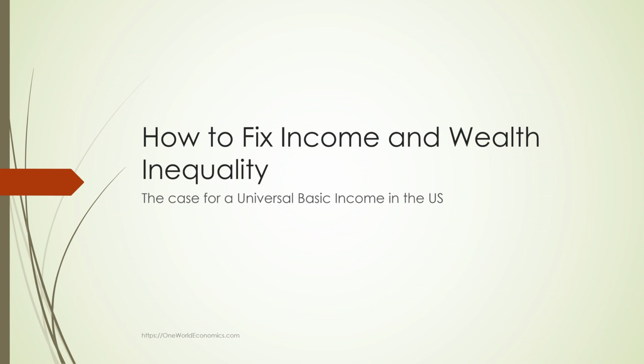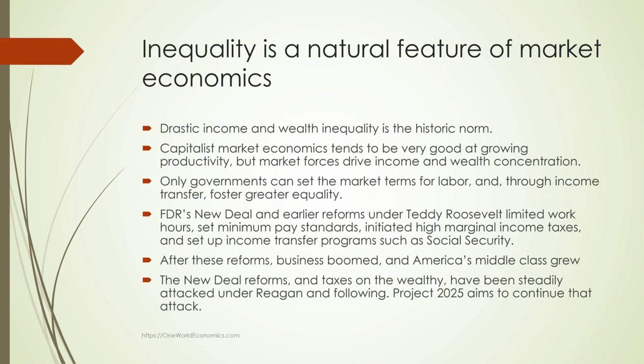So, how do we fix income and wealth inequality? Case for a universal basic income in the United States. Inequality is a natural feature of market economics. That's not bad, it's not good, it's just a fact of life. Drastic income and wealth inequality is the historic norm, as we've seen looking back. Capitalist market economics tends to be very good at growing productivity, but market forces drive income and wealth concentration. Only governments can set the market terms for labor and through income transfer foster greater equality.